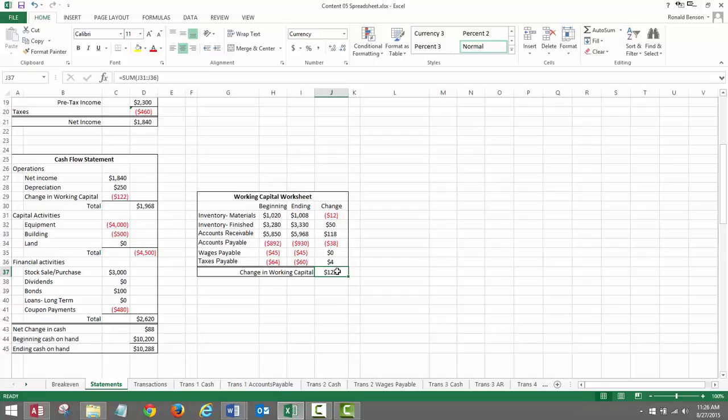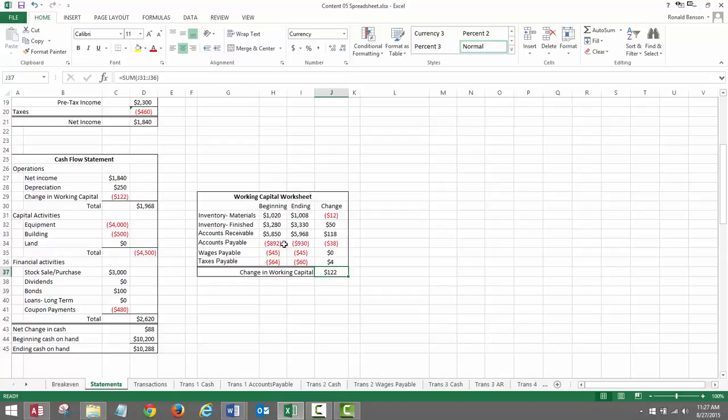Now, an increase in working capital is paid out of cash. So in this case, if our finished inventory went from 3,280 to 3,330, it increased by $50. That is paid for, essentially the labor and the materials, and paid out, and so your cash goes down. So what happens when the change in working capital goes up, your cash goes down. You have to pay for this.